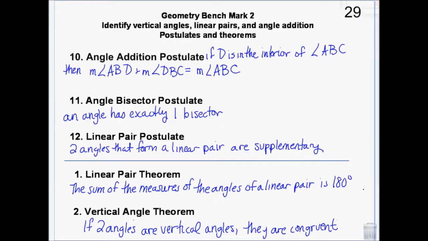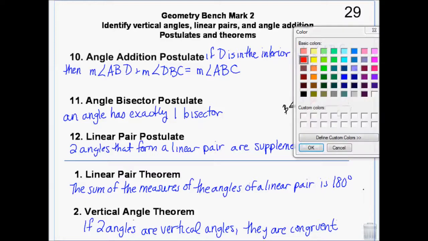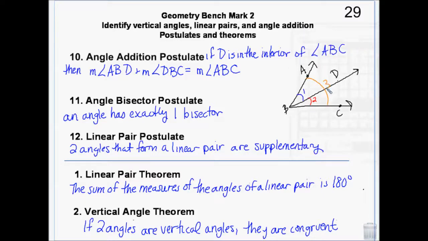Okay, angle addition postulate. So it looks like this. We have some angle A, B, C. And if I put D somewhere inside, and I make a ray, this tells me if I call this angle angle 1, and I call this angle angle 2, and let's say I call the whole thing angle 3, it's telling me that angle 1 plus angle 2 will equal angle 3.